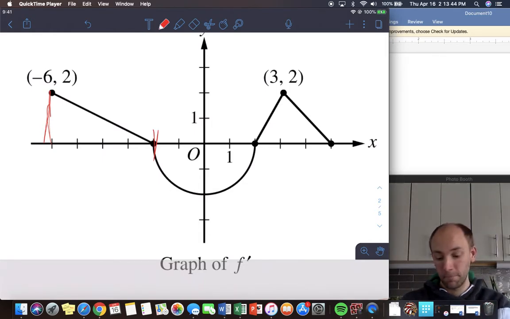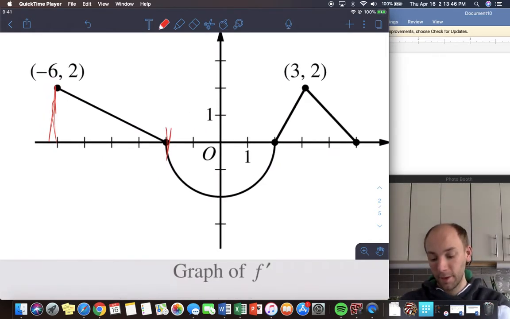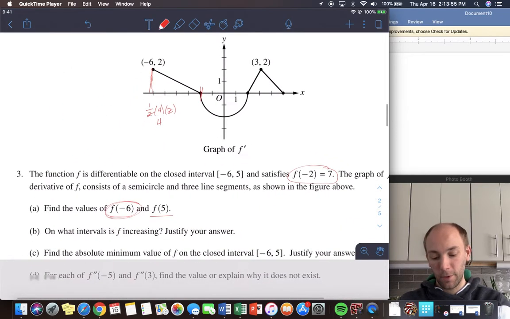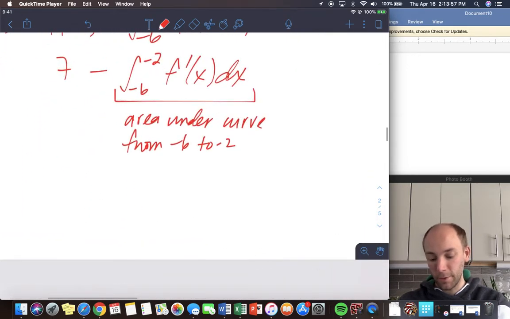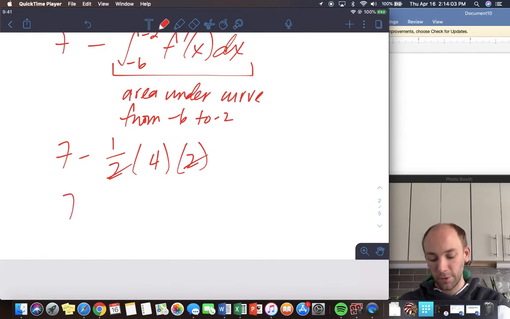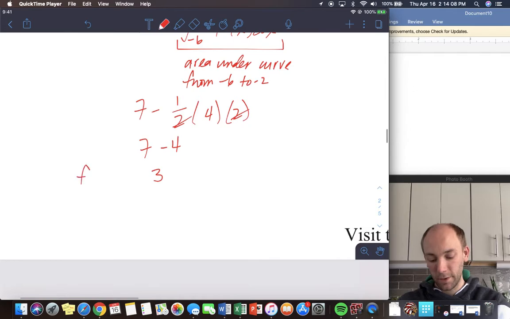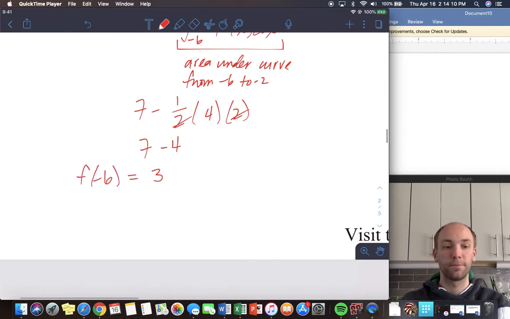This one's just a triangle: 1/2 base times the height of 2. The 2's would cancel out. I'd get 4. So I'm going to write that down with my work as well: 7 minus 1/2 times 4 times 2. The 2's cancel out and I'm left with just the 4. So 7 minus 4 is 3. So f of -6 is 3.